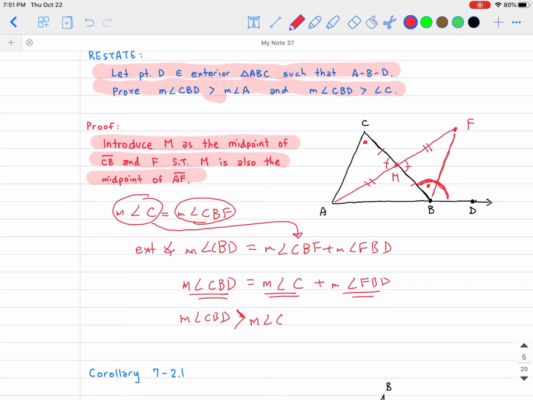Because if the sum of these two adds up to be equal to this thing, then the measurement of angle C has to be smaller than the measurement of CBD, which is the exterior angle. And there you go, that's our proof. If you're wondering how we prove the other part, that the measurement of angle A is smaller than the measurement of CBD, you just draw the same kind of picture. You introduce a point somewhere else that gives you the same concept, and then you prove it again by the parts theorem.